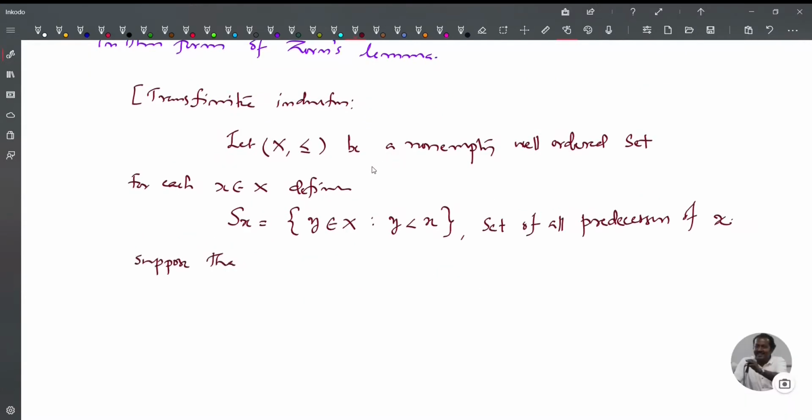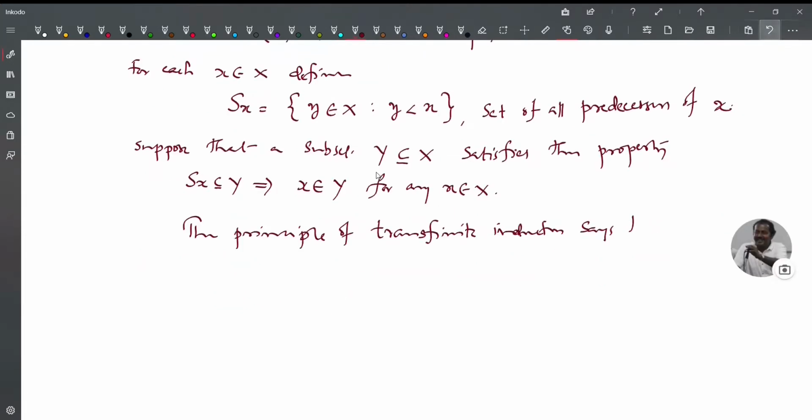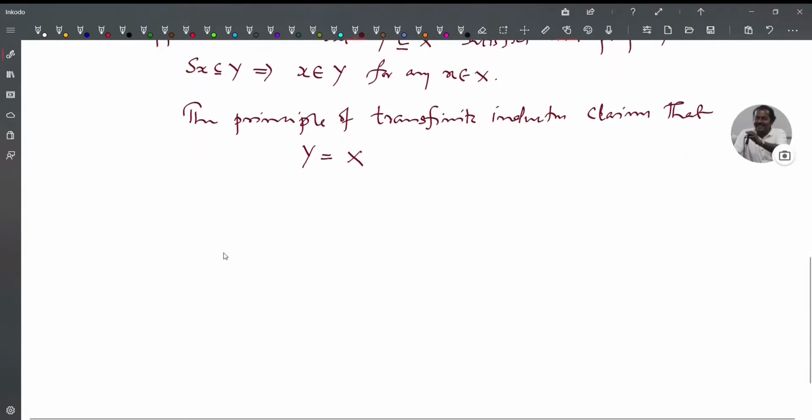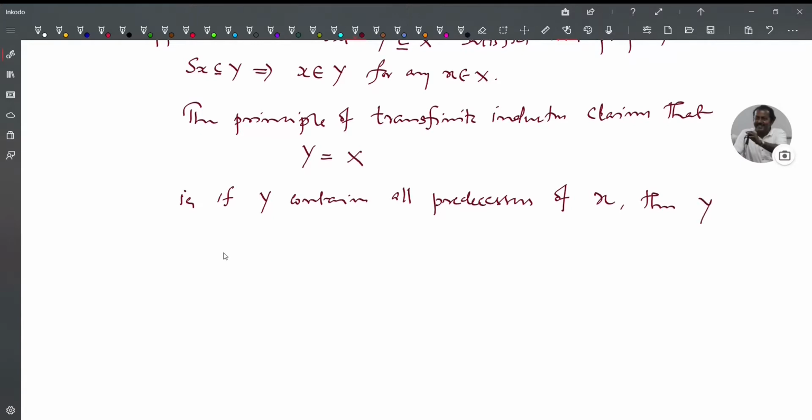Suppose that a subset Y of X satisfies the property S_x contained in Y implies x belongs to Y, for any x in X. The principle of transfinite induction claims that Y equal to X. That is, if Y contains all predecessors of x, then Y contains x as well.